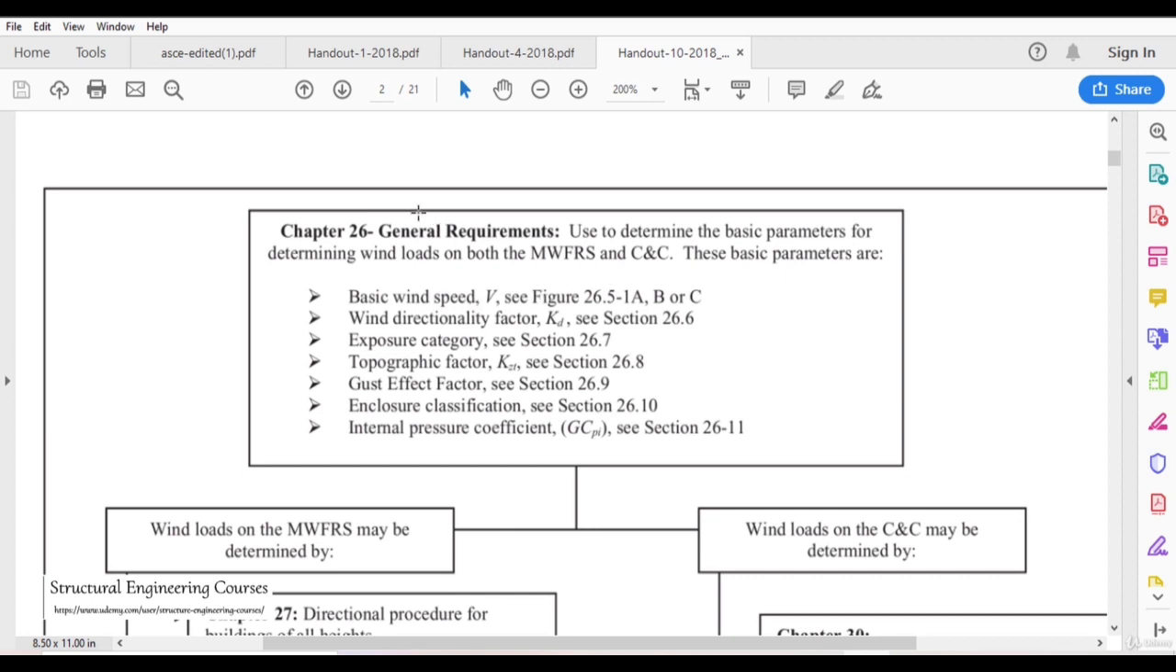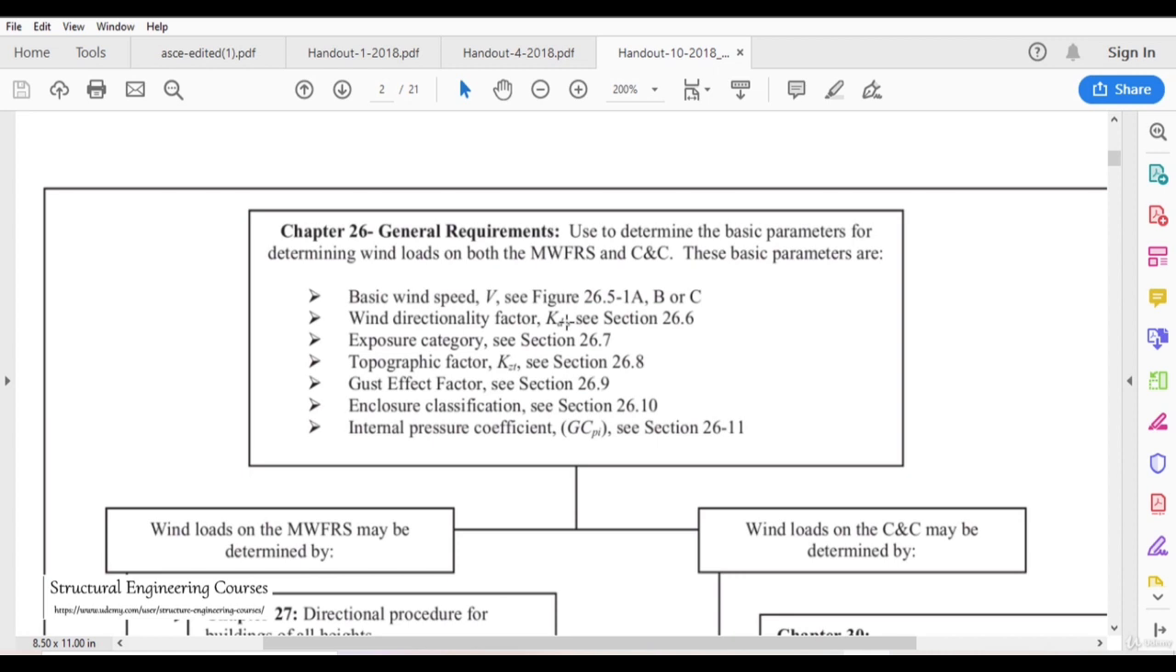So coming back, chapter 26 is the chapter which gives you the raw data that you can cook to find out the final design wind pressure. I shall give you a basic brief preview. That is, basic wind speed V, wind directionality factor KD, and topographic factor KZT. The directionality factor KD is something that usually varies with the height also.